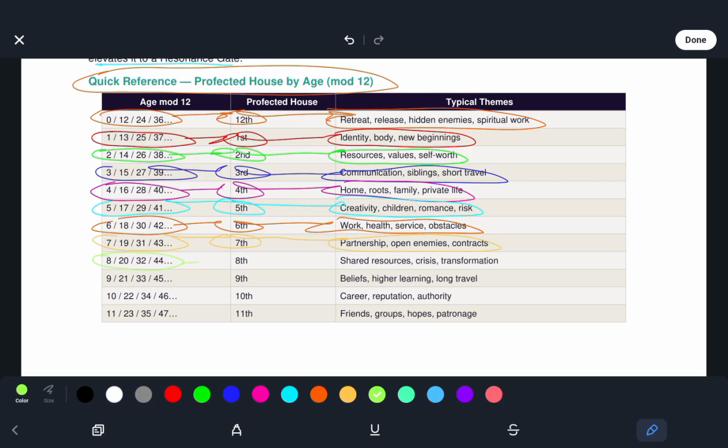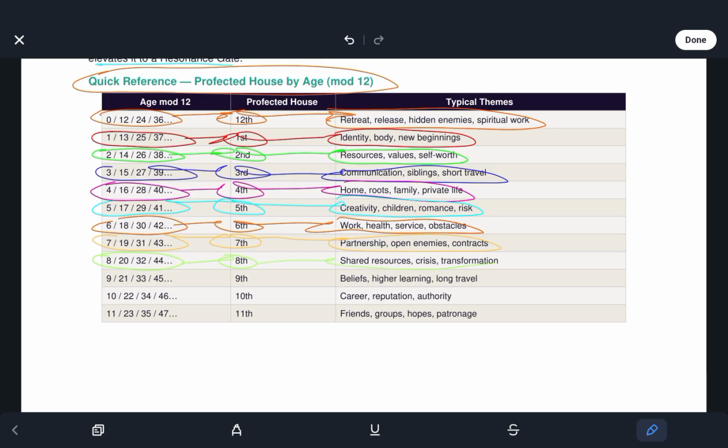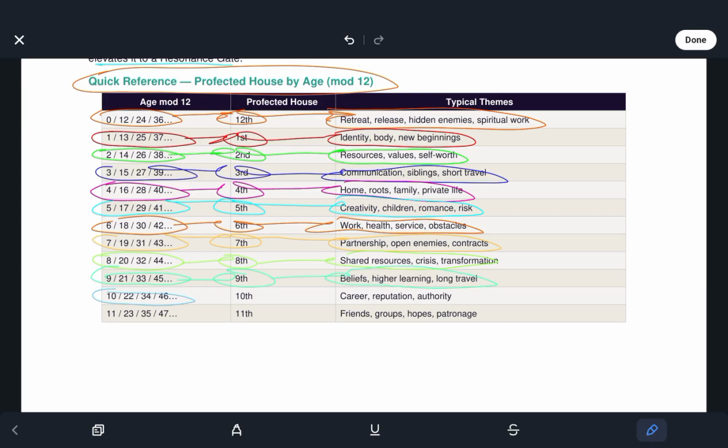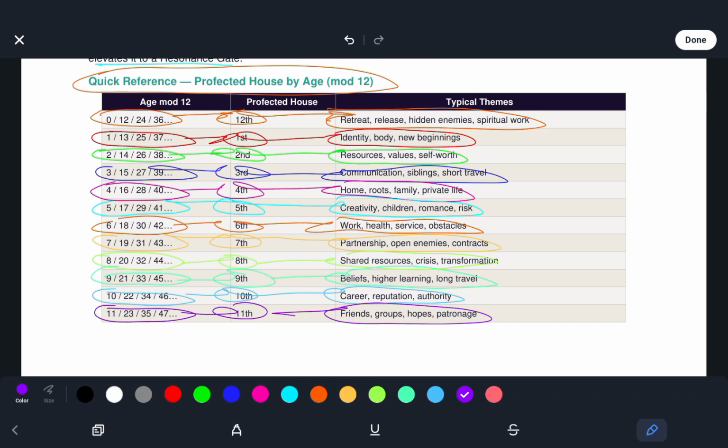8, 20, 32, 44, the eighth: shared resources, crisis, transformation. 9, 21, 33, 45, the ninth: beliefs, higher learning, long travel. 10, 22, 34, 46, the 10th: career, reputation, authority. 11, 23, 35, 47, the 11th: friends, groups, hopes, patronage.